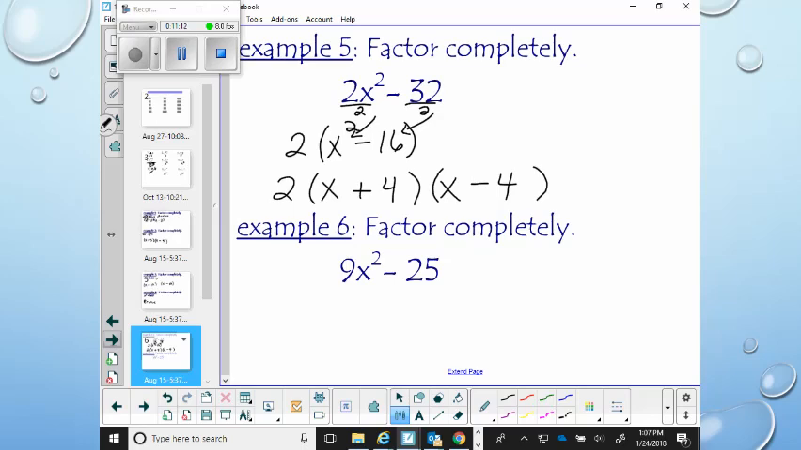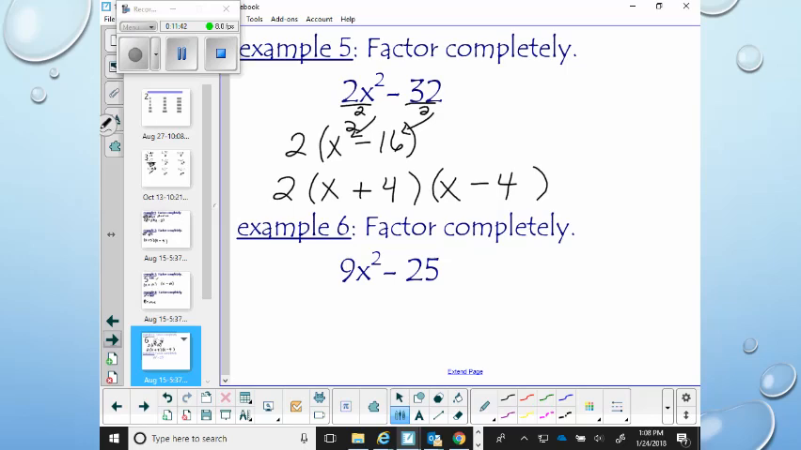Alright guys, look at example 6. This is another one you're going to come across. Is there a GCF? No. There's not a GCF. If you list out the numbers that 9 and 25 have in common, the only one you'll see is 1. So there is no GCF. But still, don't automatically go to prime. Keep looking at it.